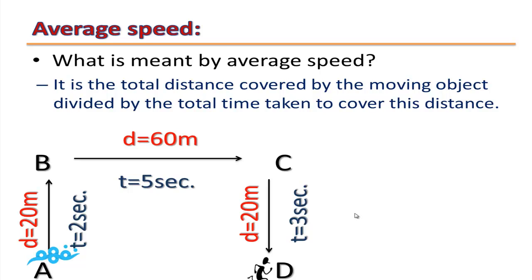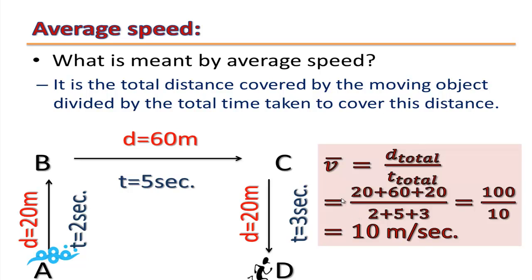So to calculate his average speed, we will use this relation. Average speed is equal to the total distance over the total time. The total distance covered by this person equals 20 plus 60 plus 20. And the total time taken to cover this distance equals 2 plus 5 plus 3. So the average speed in this case is equal to 10 meters per second.